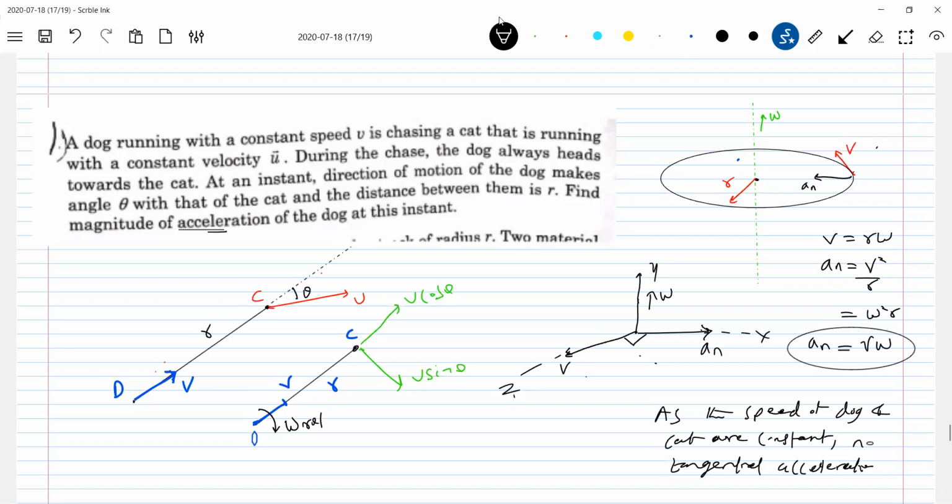Omega relative. Do you remember, yesterday we discussed? So what is omega relative now? U sine theta by r. Then what should be the normal acceleration? The normal acceleration by definition should be equal to V into omega relative. So this should be equal to V u sine theta by R. As the tangential acceleration is 0, you can also call this the total acceleration. Nothing wrong. Got the idea, no?